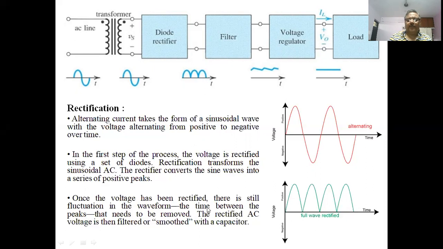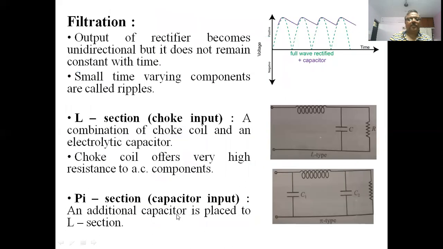Once the voltage has been rectified, there is still fluctuation in the waveform. These are fluctuations, the time between the peaks, that need to be removed. The rectified AC voltage is then filtered or smoothed with a capacitor. Basically with a capacitor, there are other options also.